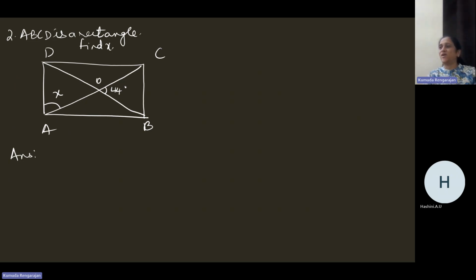And you can see that it's 44 degrees. They don't meet at right angles. But we know that every corner of a rectangle is a right angle. How do we find x? Think. 45? No. The diagonals of a rectangle don't bisect the corner angles.